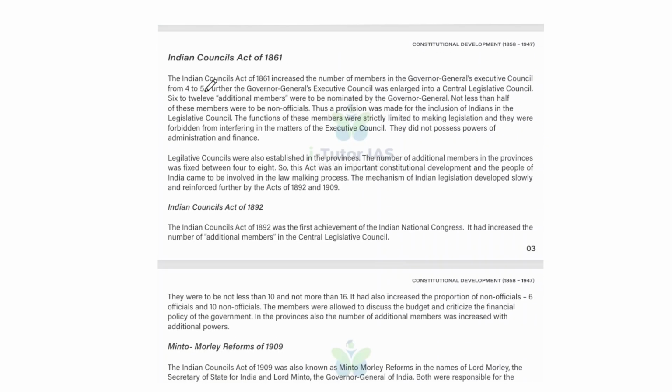Indian Councils Act of 1861. The Indian Councils Act of 1861 increased the number of members in the Governor General's Executive Council from 4 to 5. Further, the Governor General's Executive Council was enlarged into a Central Legislative Council, and 6 to 12 additional members were to be nominated by the Governor General. Not less than half of these members were to be non-officials, and thus a provision was made for the inclusion of Indians in the Legislative Council. The functions of these members were strictly limited to making legislation, and they were forbidden from interfering in the matters of the executive council.